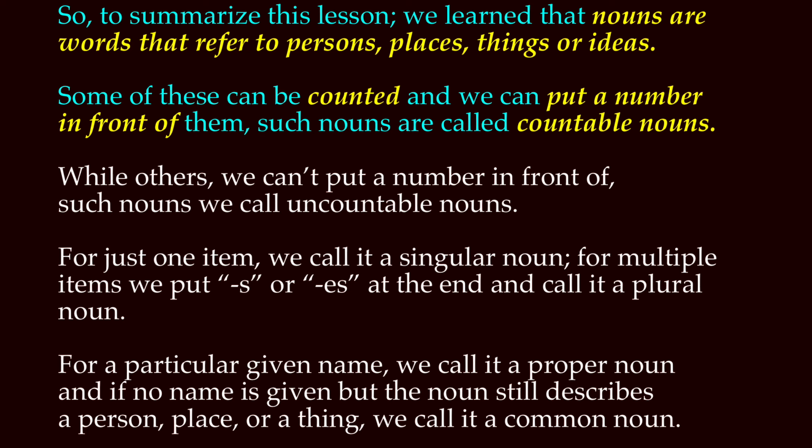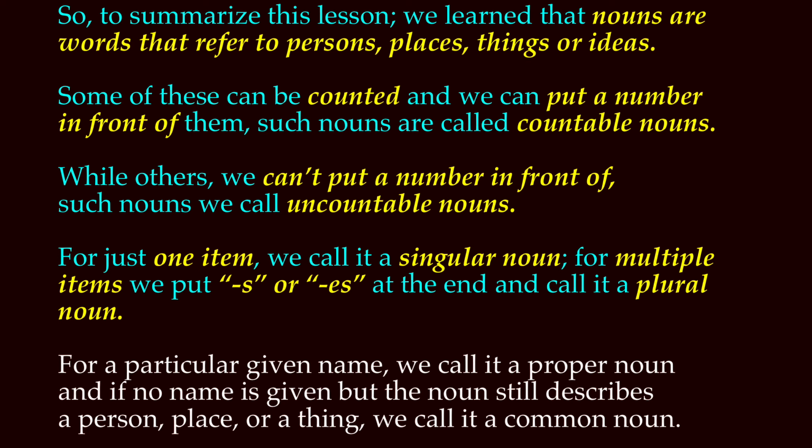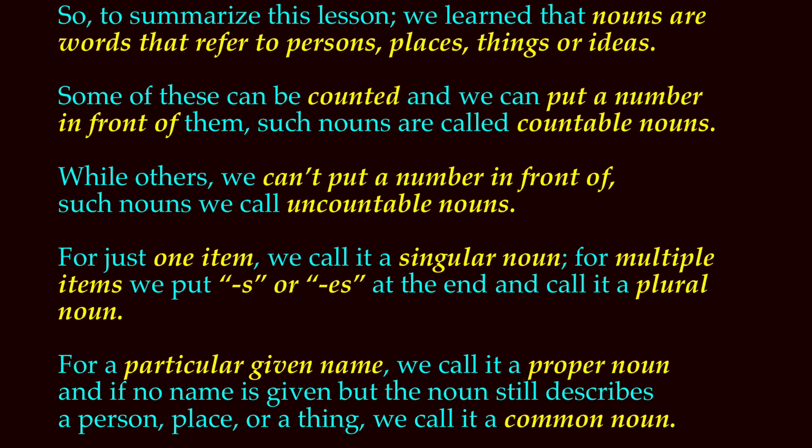Such nouns are called countable nouns. While others we can't put a number in front of, such nouns we call uncountable nouns. For just one item, we call it a singular noun. For multiple items, we put s or es at the end and call it a plural noun. For a particular given name, we call it a proper noun. And if no name is given, but the noun still describes a person, place, or a thing, we call it a common noun.